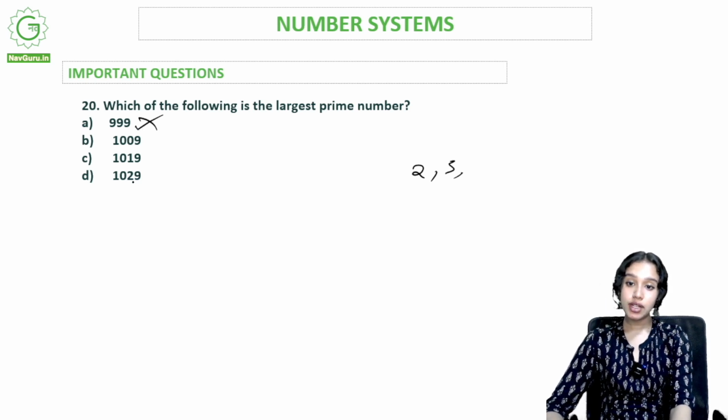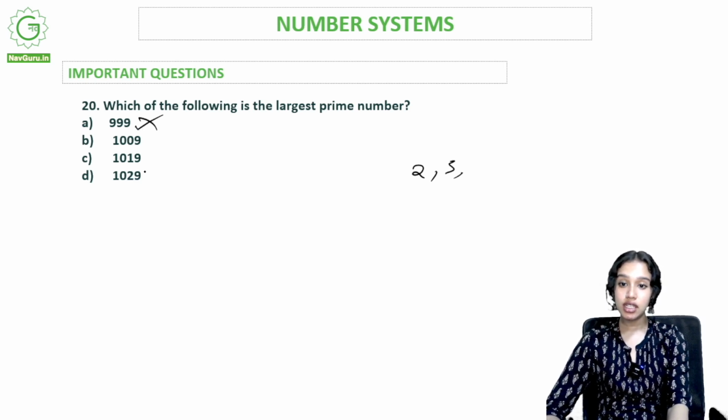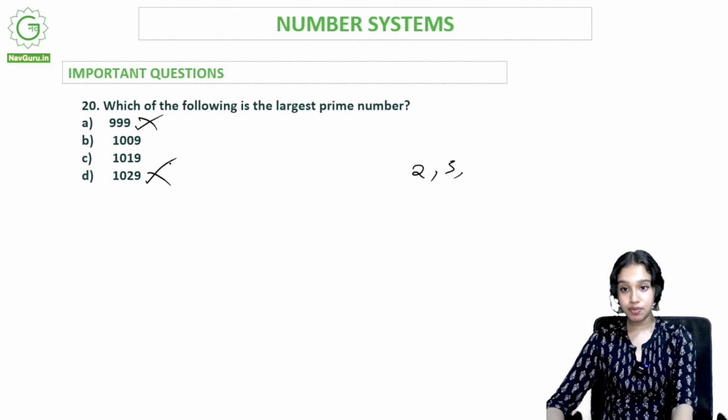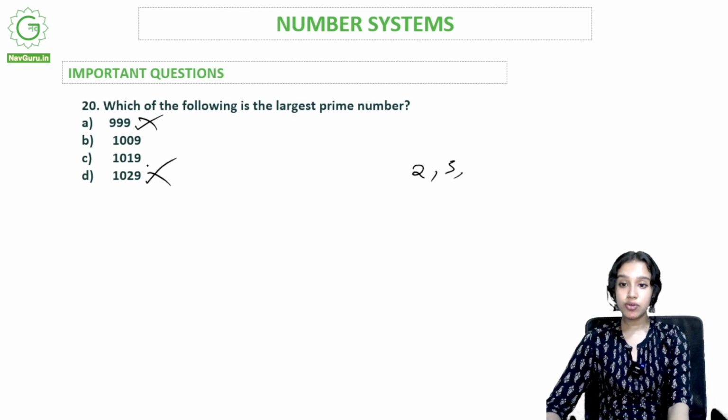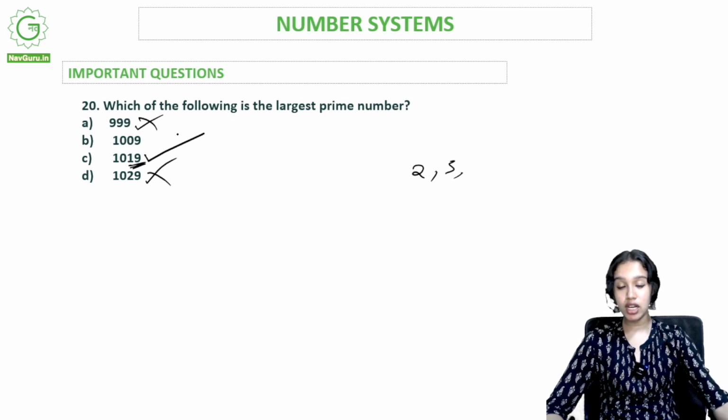And 1029, 2 plus 1 is 3 and 3 plus 9 is 12. It's again a multiple of 3. So this even can't be a prime number. Now we have both of these, and we know that 19 is a prime number and it's bigger than 1009. So this could be our answer.